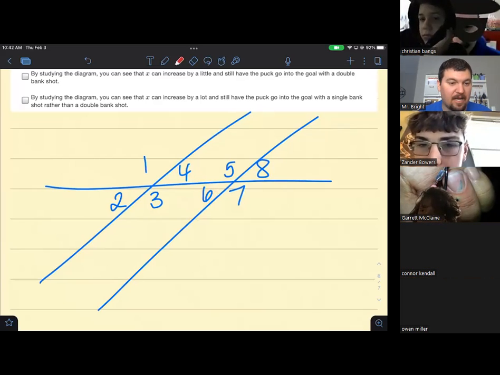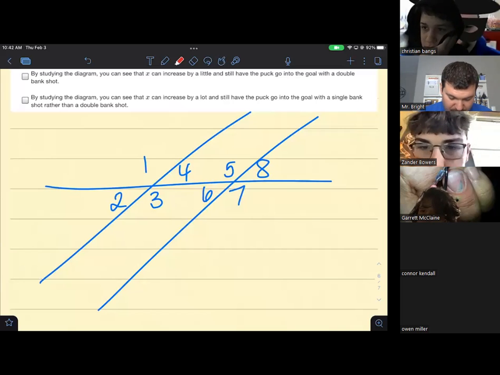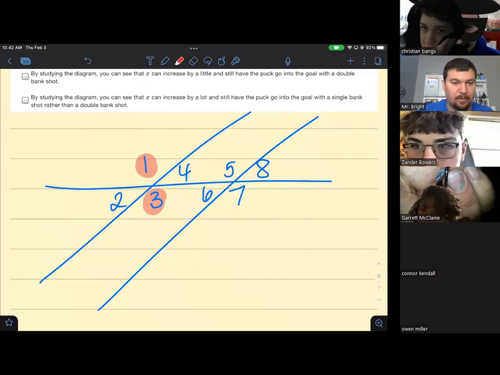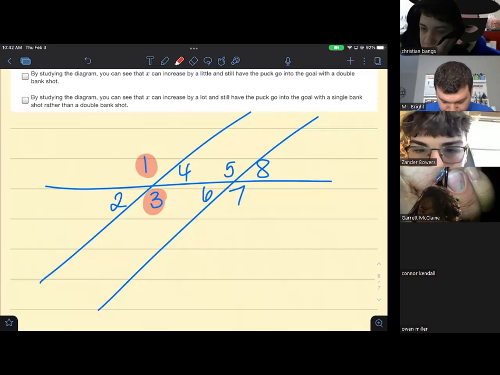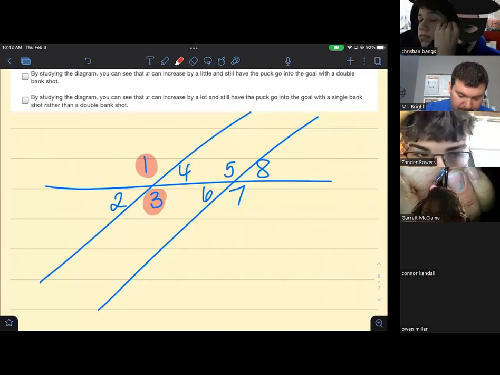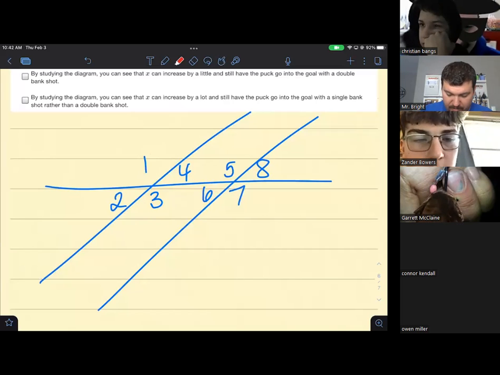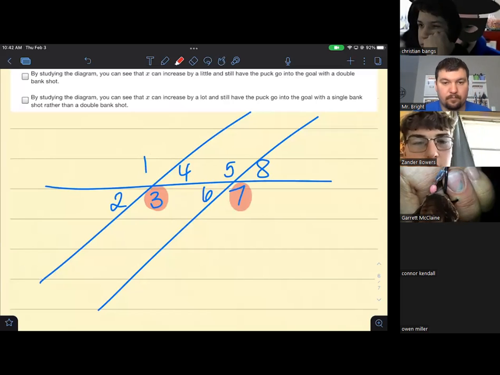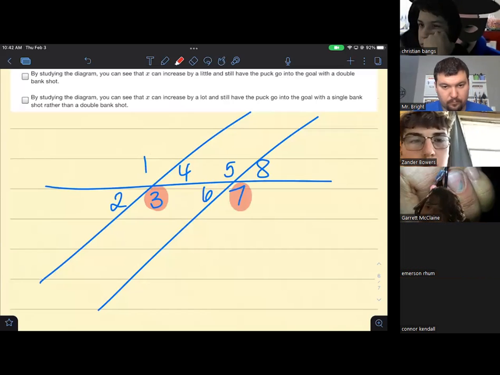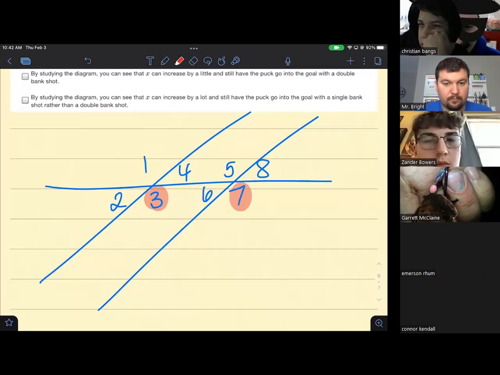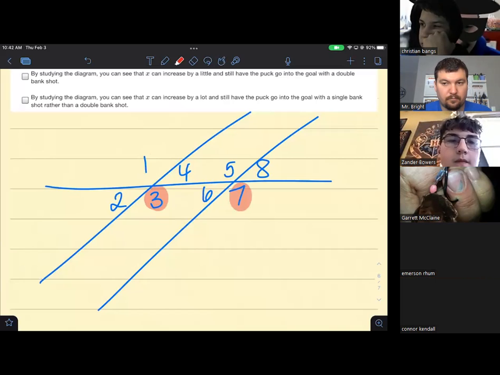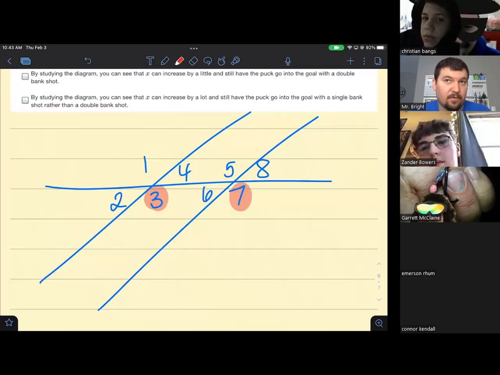Okay. What about Owen Miller? Owen, can you tell me about angle 1 and angle 3? What's their relationship? Why are they congruent? They're vertical. Vertical. Good. Okay. Emerson, what about angle 7 and angle 3? Is it alternate exterior? They're not on different sides of the transversal, so it's not alternate anything.